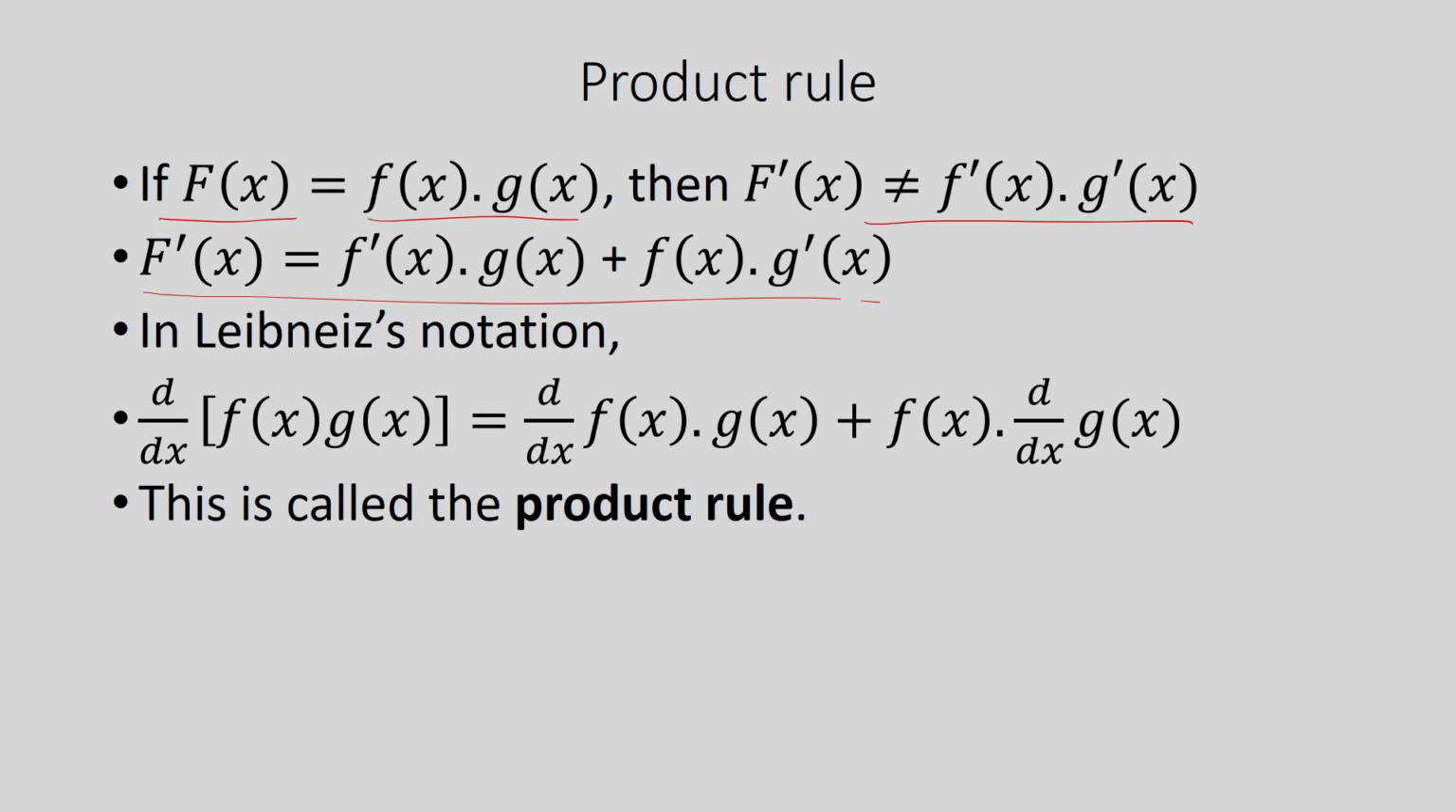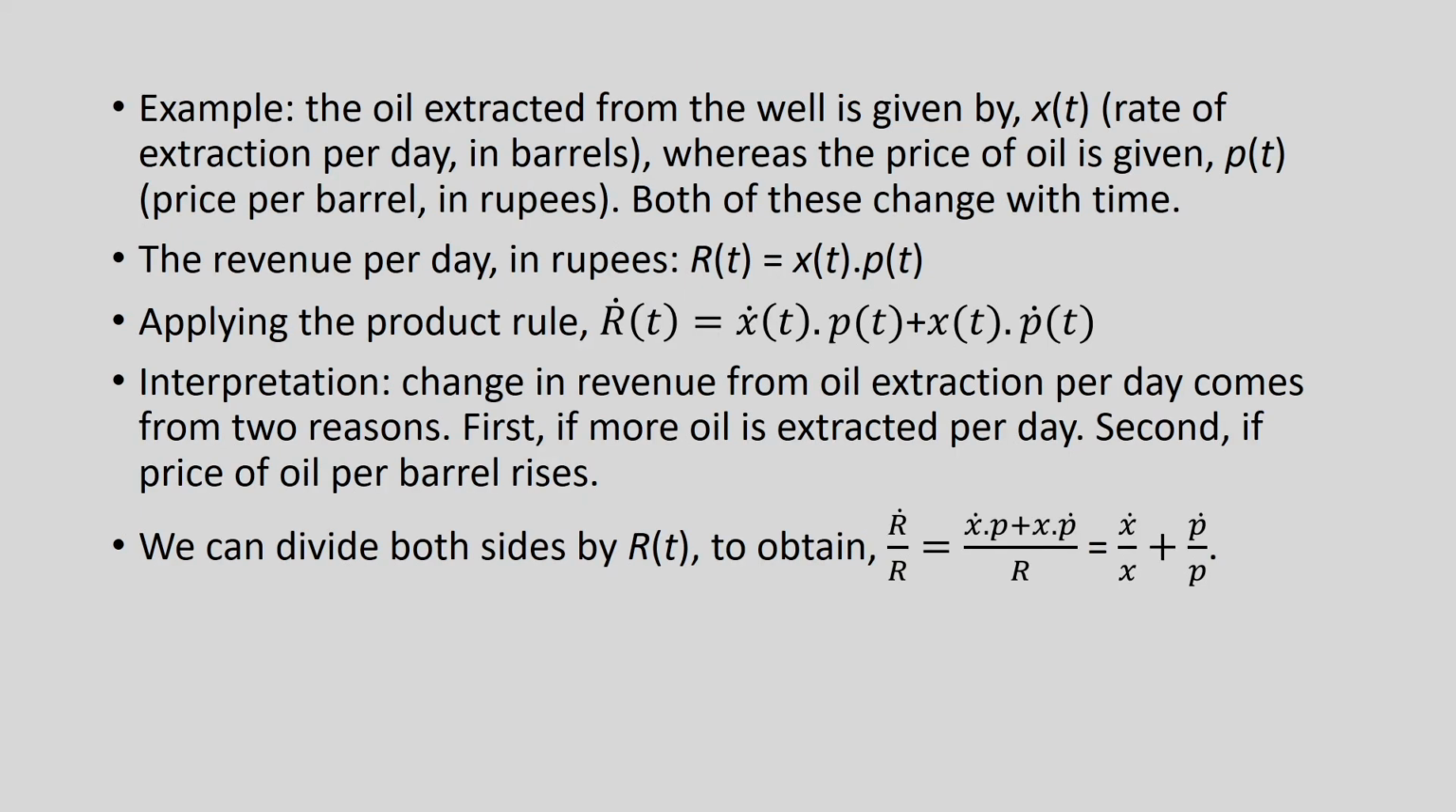If we use the Leibniz notation, then this is how it looks: d/dx of f(x)g(x) is equal to d/dx of f(x) multiplied by g(x) plus f(x) multiplied by d/dx of g(x). This is called the product rule. So, here is an example of how we can use the product rule.